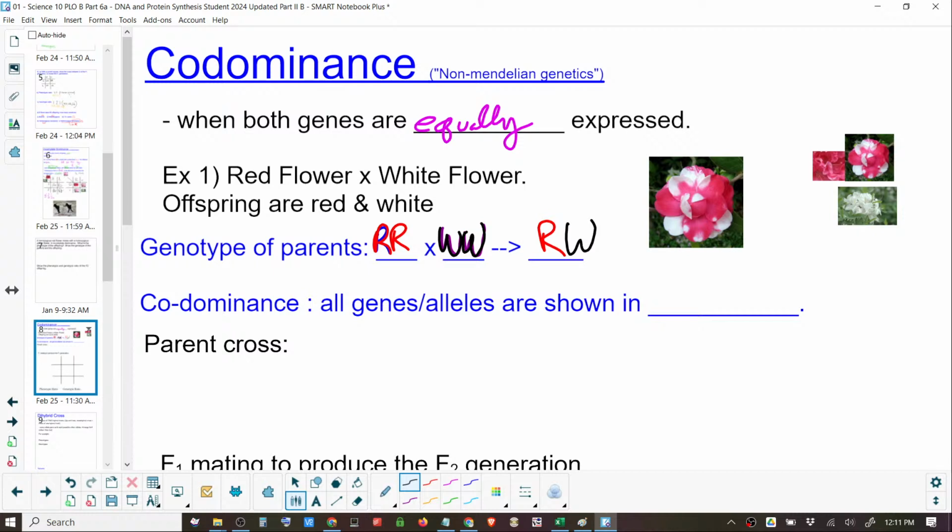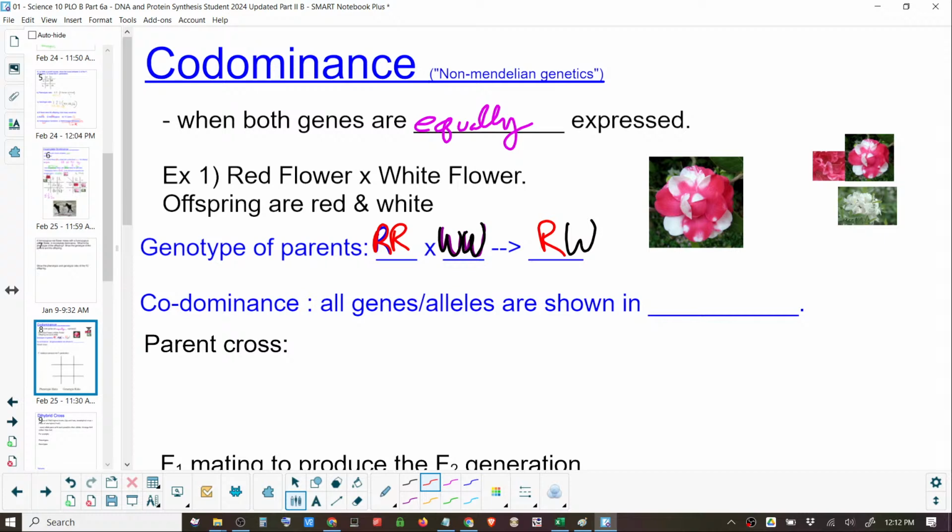Yes? If the white was recessive before, why, could you have like a little w? If the white was recessive, it would be a lowercase r. But we're going to possibly see a case in which we use other letters with regular dominance as well, but we'll do that afterwards. Okay.